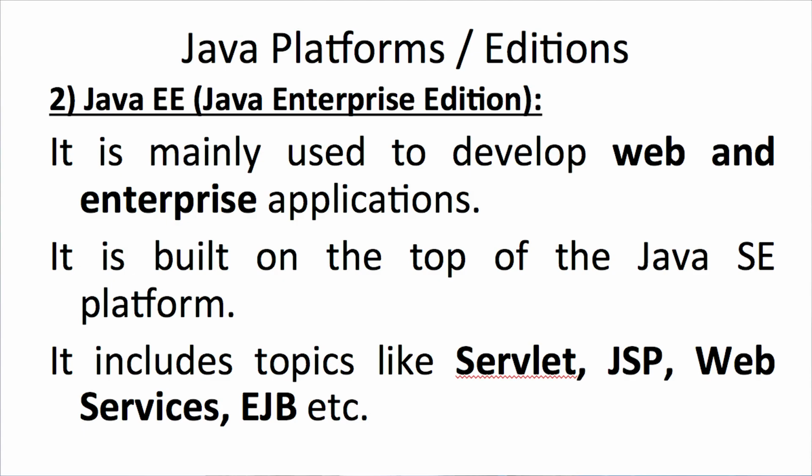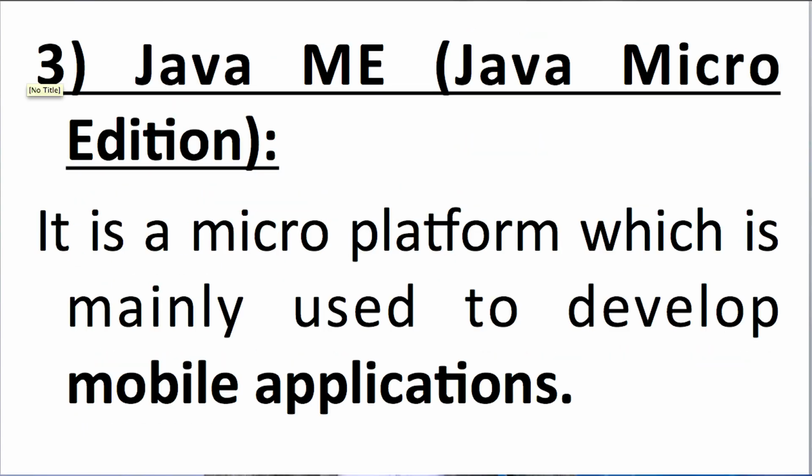The third type of edition, the third type of platform, is Java ME, Java Micro Edition, and basically it is used to develop mobile applications. This is also very important for developing mobile applications. We have lots of mobile applications. These applications are developed in Android, so these Android applications are developed under Java ME, Java Micro Edition.